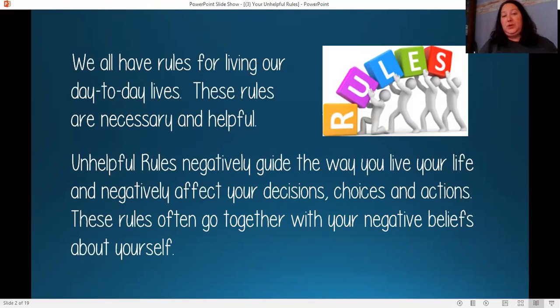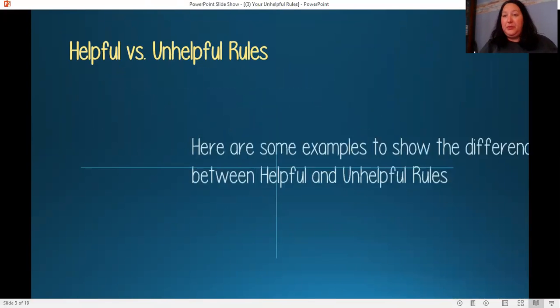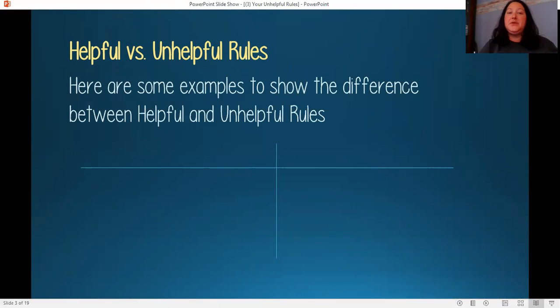Now, unhelpful rules negatively guide the way that you live your life and negatively affect your decisions, choices, and actions. These rules often go together with your negative beliefs. So let's look at some helpful versus unhelpful rules. Here are some examples to show you the difference between a helpful and an unhelpful rule.